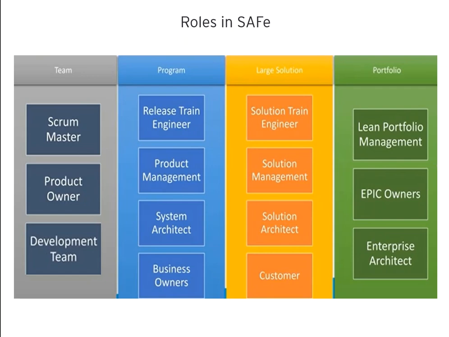The roles in SAFe. When we talk about team, we have the Scrum Master, Product Owner, and the development team. In program, we have the release train engineer, product management, system architect, and the business owners. In large solution, we have solution train engineer, solution management, solution architect, and customer. And at the portfolio level, we have lean portfolio management, epic owners, and enterprise architect.